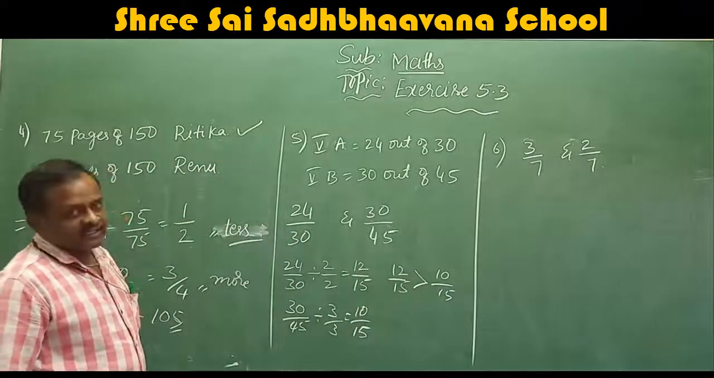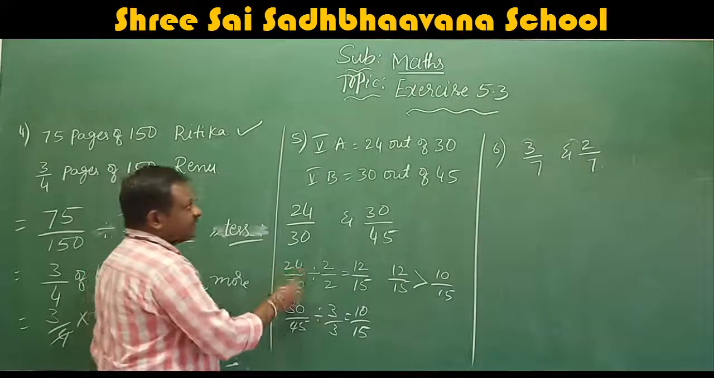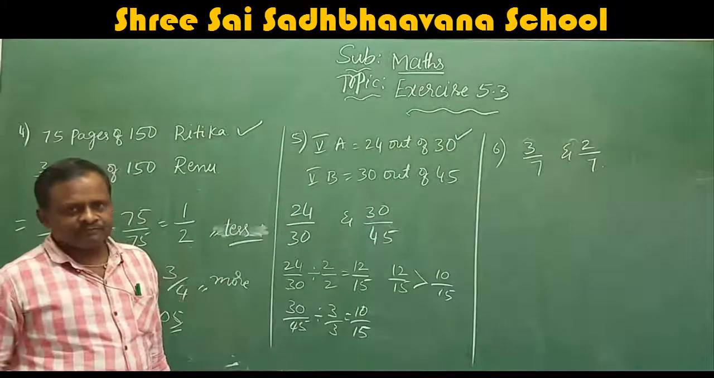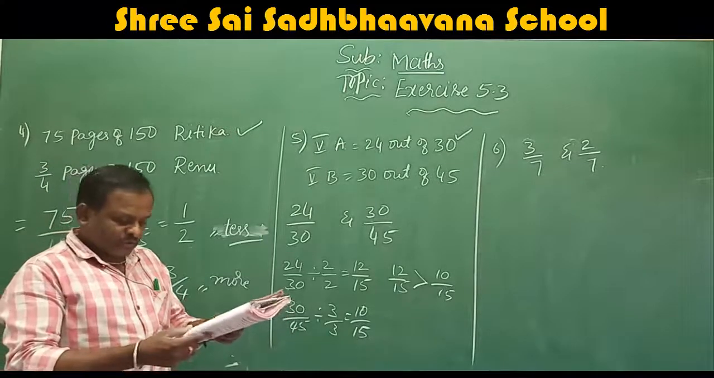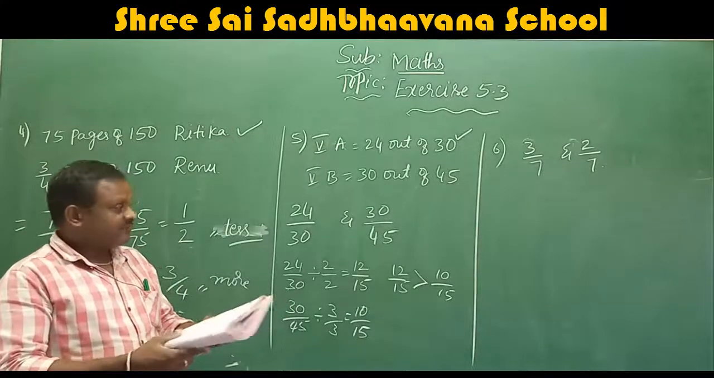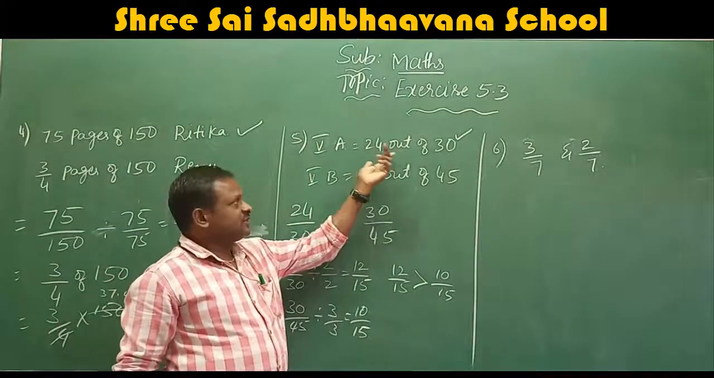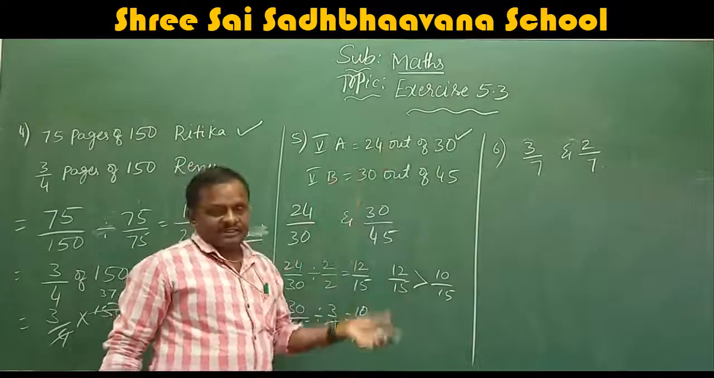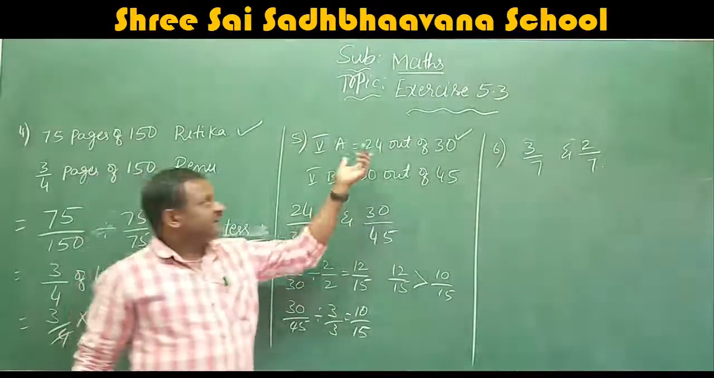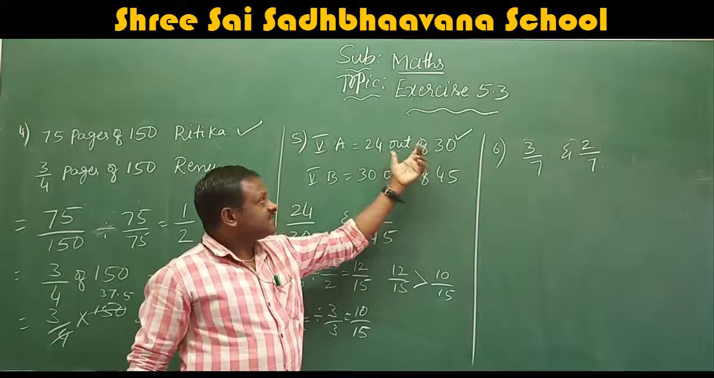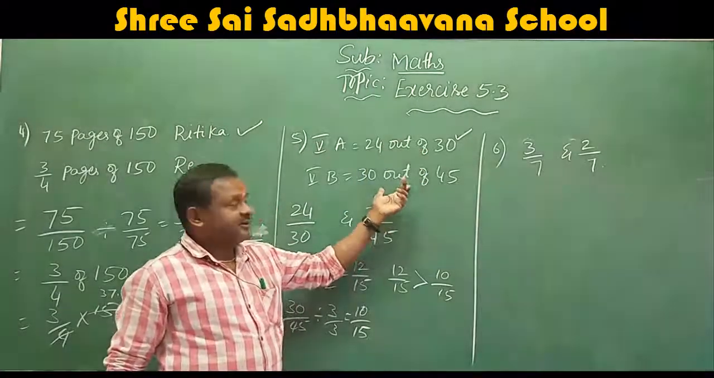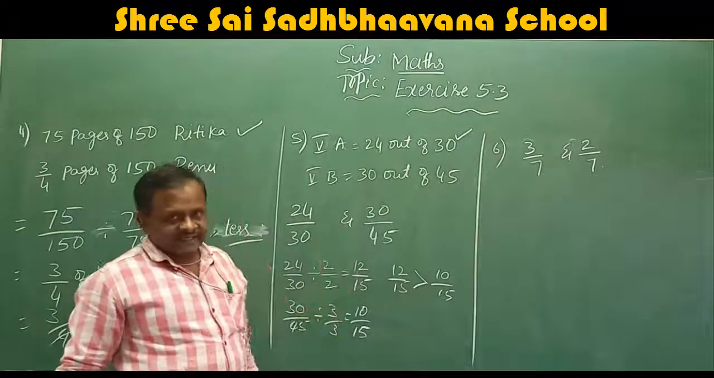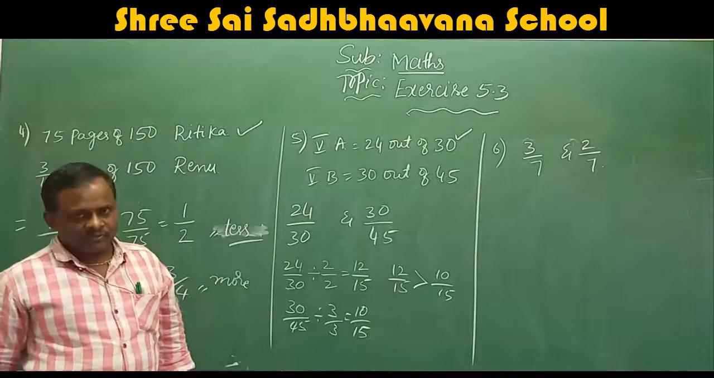So who performed better here? Yes, 24 by 30, that is 5th A performed better in the examination. That means their promotion is good. Their performance is good. 5th A students 24 out of 30. Here 30 out of 45 is less compared to this. Here failing is very less. Here only 6 members are not promoted, but here 15 members are not promoted. So 24 out of 30 is greater. That is, the promotion is good.